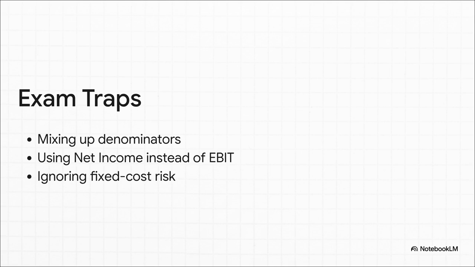Second, when you're calculating times interest earned, you absolutely must use the correct numerator, earnings before interest and taxes. Using bottom line net income is a fatal flaw. Why? Because interest and taxes have already been subtracted out of net income, which completely ruins the metric. And finally, never ever interpret high leverage as a purely good thing. Sure, leverage can increase the potential return on equity, but you always have to weigh it against the increased risk of carrying those heavy fixed financial costs.